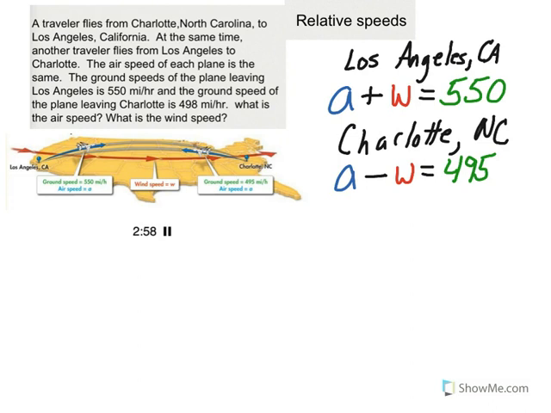Now we have a system of equations. We have two equations, two unknowns. We can solve that using elimination because we have a positive and a negative variable. That makes it fairly easy. Go ahead and solve the systems of equations. Pause the video.